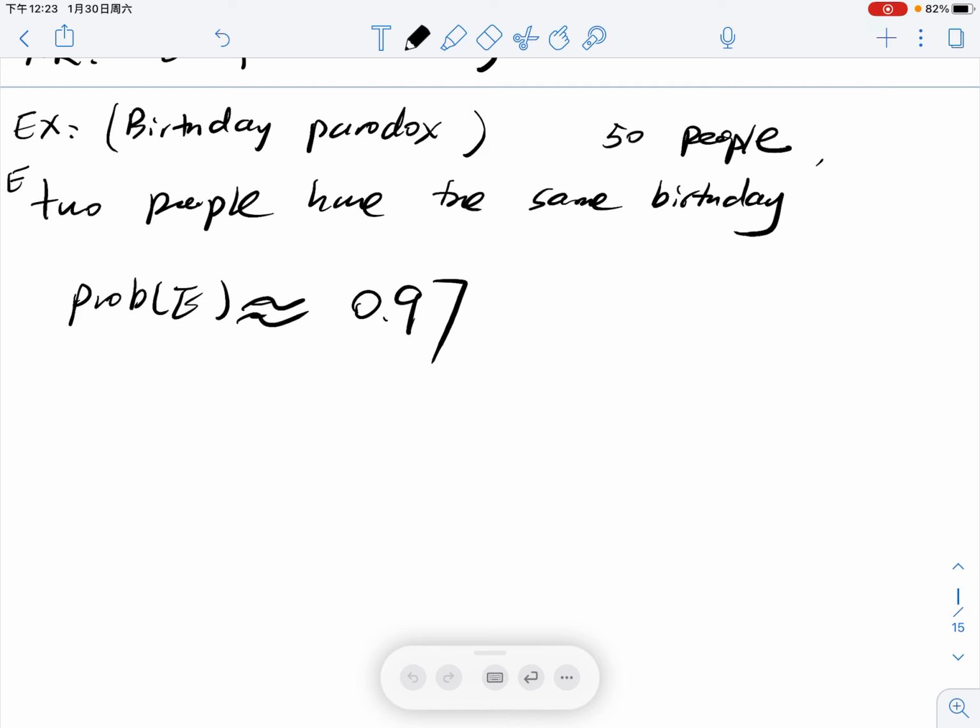If we have 100 people, just like in our class, then we have a very high probability that 2 of you have the same birthday. You can congratulate each other at the same time and have a birthday party. Okay, I will stop here. Next time we will talk about the pigeonhole principle.